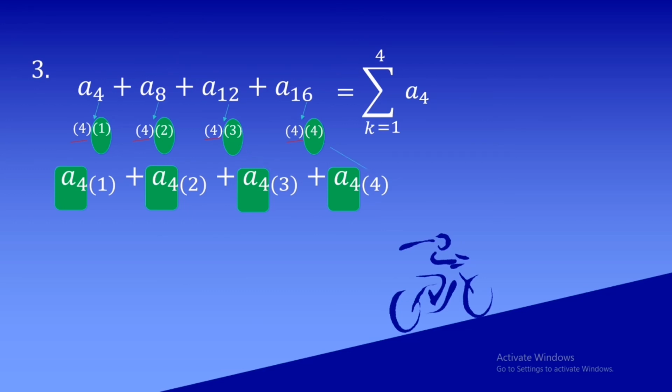So the summation is a sub 4k. So let us check. If k is 1, then 4 times 1 is 4. That would be our first term. If k is 2, then 4 times 2 is a sub 8. That would be our second term. So it's satisfied, as the given series to sigma notation.